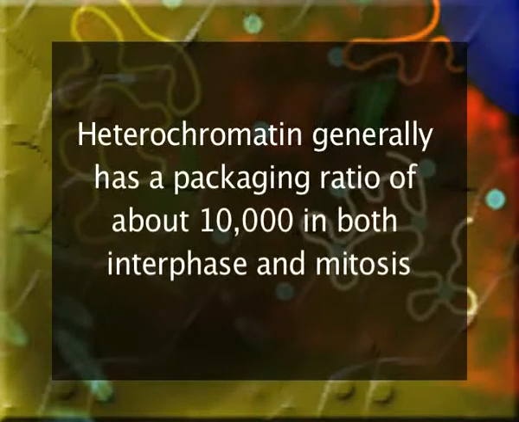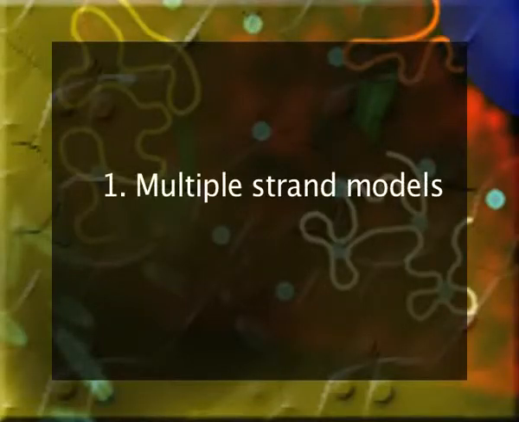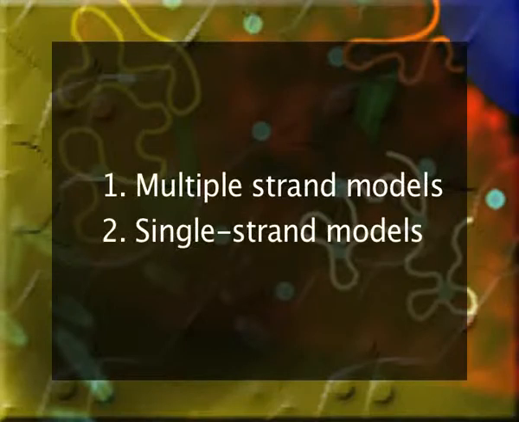Heterochromatin generally has a packaging ratio of about 10,000 in both interphase and mitosis. Several models have been proposed to explain the association of DNA and protein in the chromosomes. These models have been grouped under two heads: multi-strand models and single-strand models.